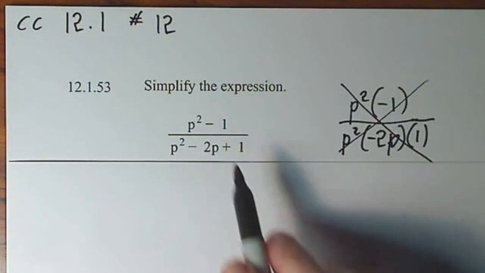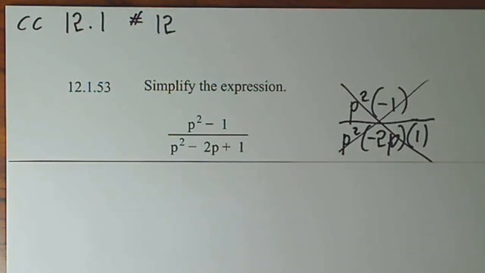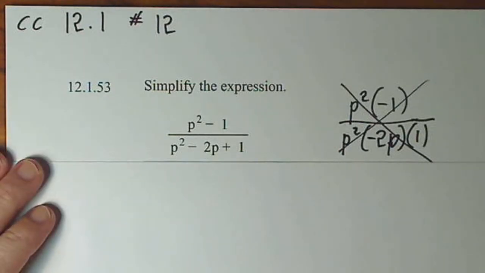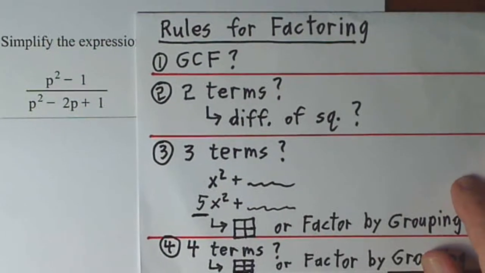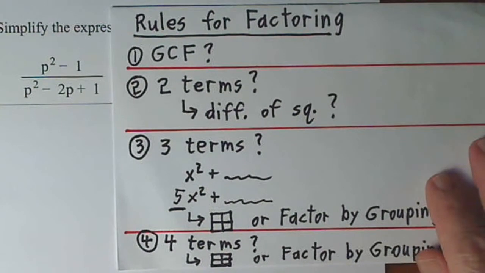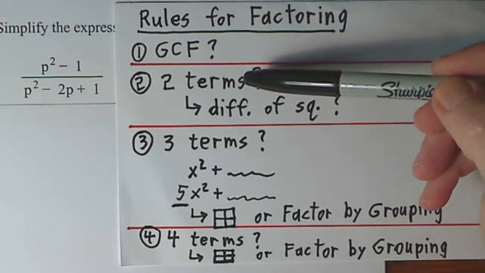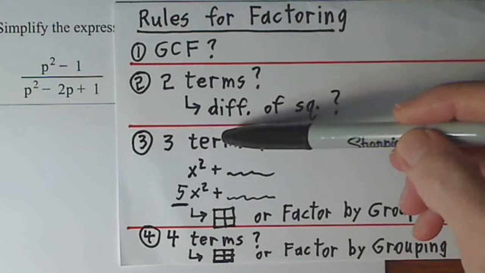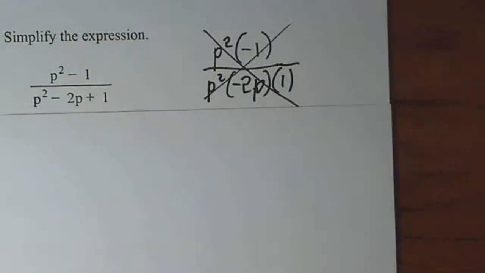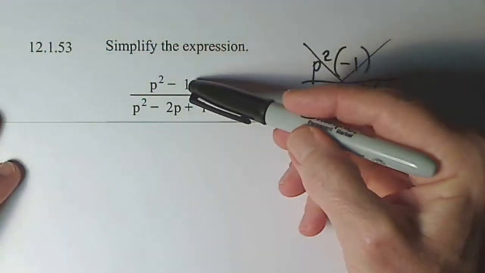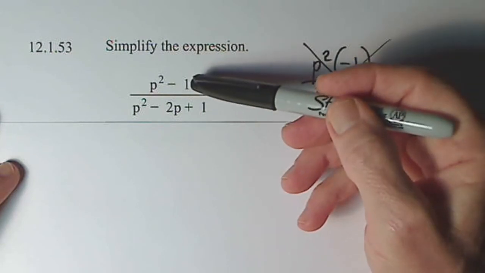We need to try to factor the numerator and the denominator and hope that we come up with common factors so we can cancel. And whenever we're trying to factor, we refer to our rules for factoring. Hopefully you have them up in your head, and if not, on a piece of paper. First you look for a GCF, then you pay attention to how many terms, etc. So looking at our numerator, there's no GCF.